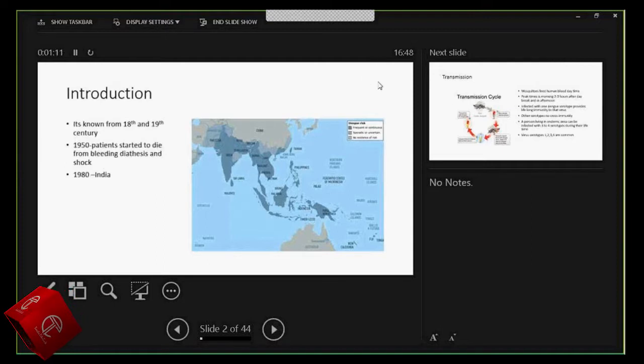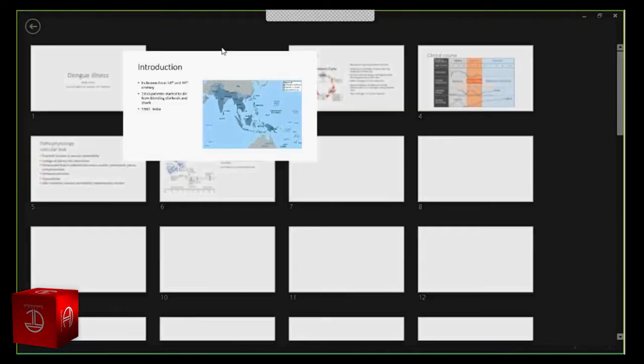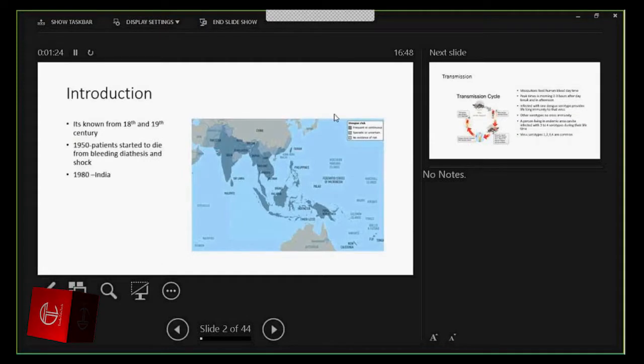In India, it only started in 1980, but if you can see the map, it has been prevalent all throughout India. It's mainly prevalent in Asian and African countries.